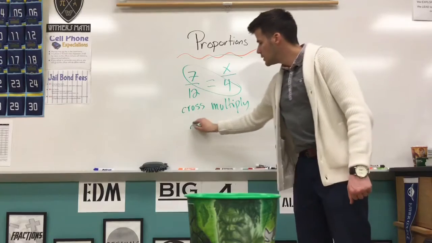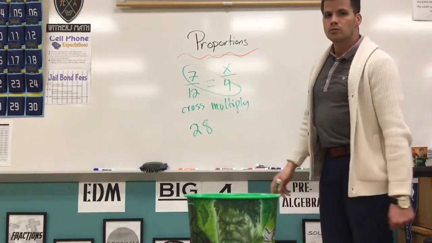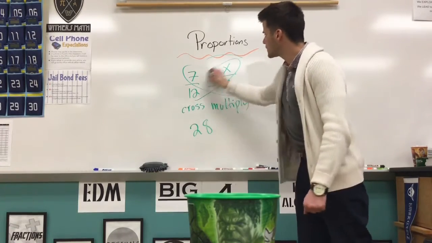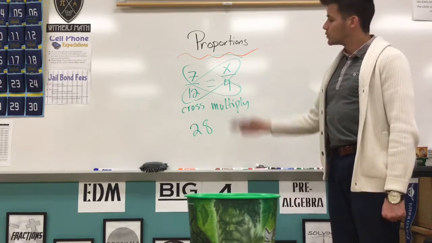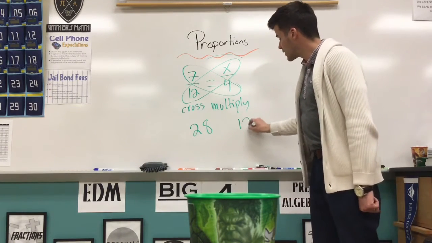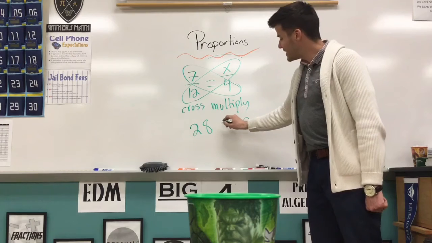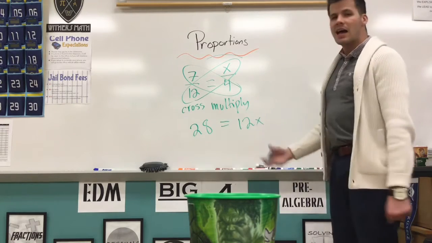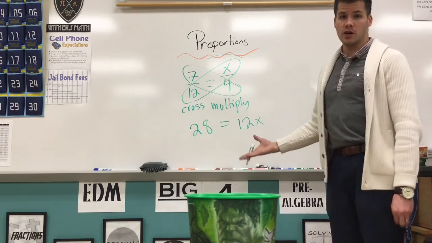7 times 4 is 28. Now we do the other one. We go across and multiply those two numbers. 12 times x is 12x. And we always put an equals in the middle. Now we have a much easier equation to solve.